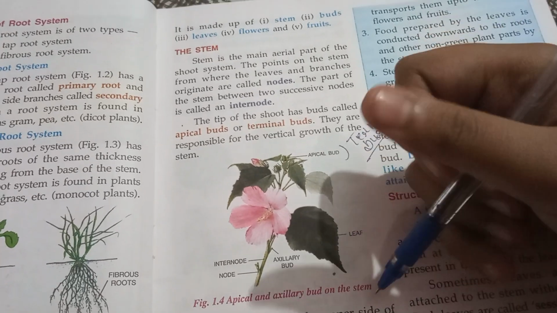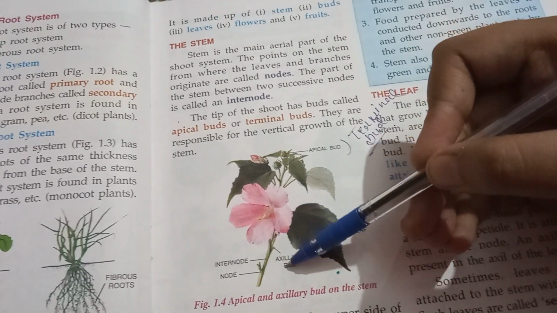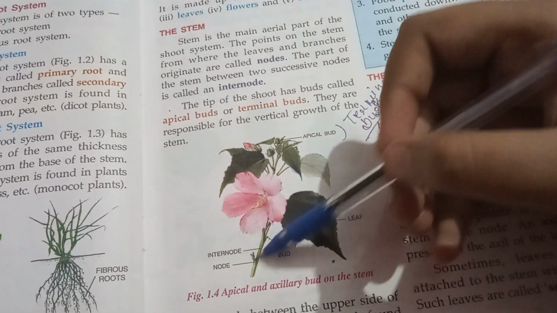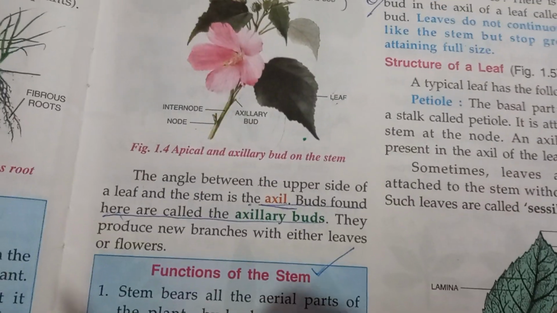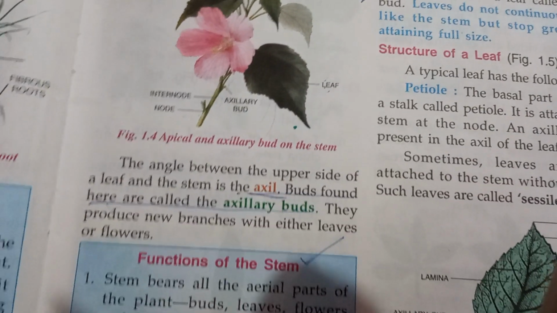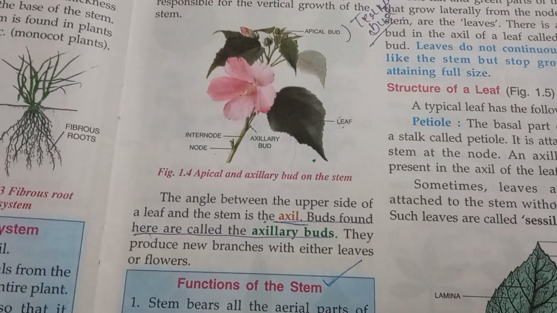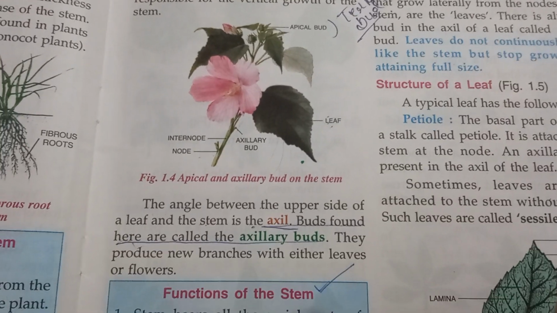This is the internode. This is the axillary bud; we will get to know about the axillary bud as well. This is the internode and this is the node. This is the leaf, as we know. Then the angle between the upper side of the leaf and the stem is the axil. Buds found here are called axillary buds. They produce new branches with either leaves or flowers.